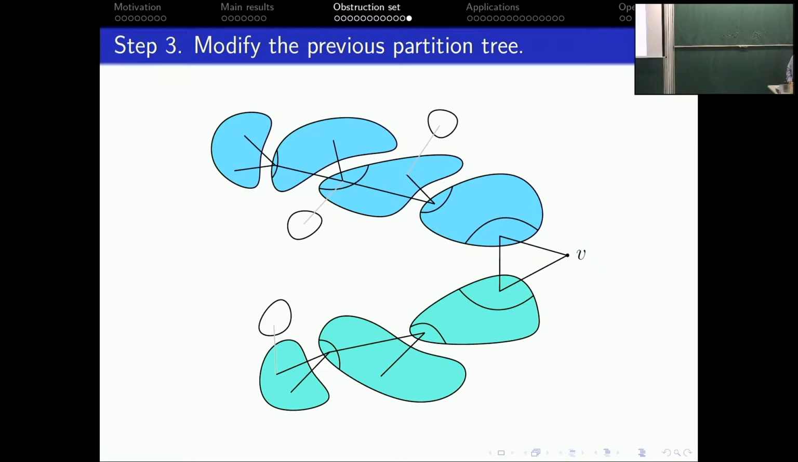Right? So remind that in each step, we either find an obstruction or make a larger partition tree. So at the final step, we always correctly recognize well-partitioned chordal graphs. So this is our recognition algorithm for well-partitioned chordal graphs.